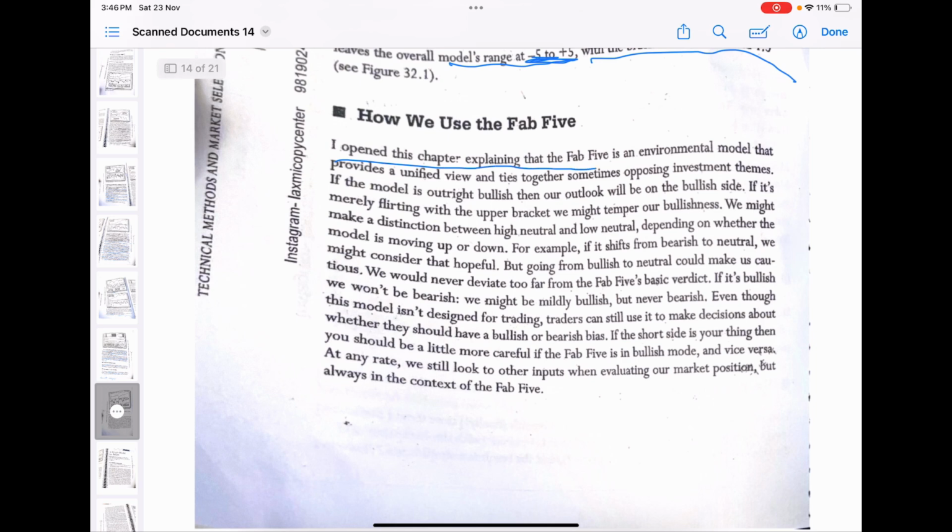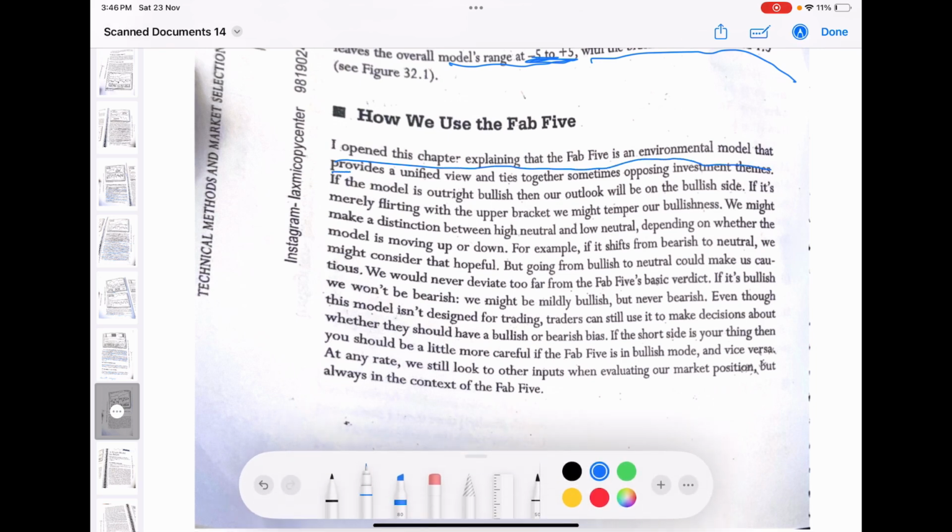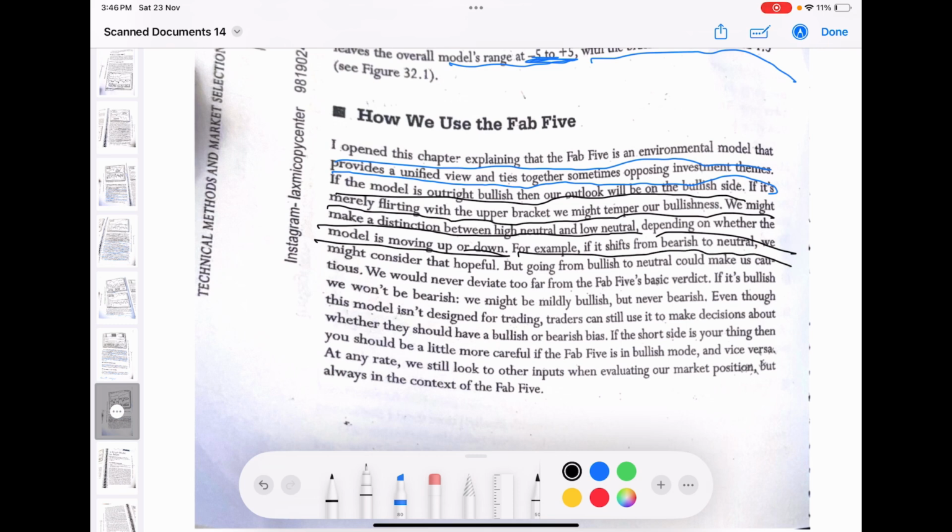I opened this chapter explaining that Fab 5 is an environmental model that provides a unified view and ties together some opposing investment themes. If the model is outright bullish, then our outlook will be on the bullish side. If it's merely flirting with the upper bracket, we might temper our bullishness. We might make a distinction between high neutral and low neutral, depending on whether the model is moving up or down. For example, if it shifts from bearish to neutral, we might consider this hopeful, but going from bullish to neutral could make us cautious. We would never deviate too far from the Fab 5's verdict. If it's bullish, we won't be bearish. We might be mildly bullish but never bearish.